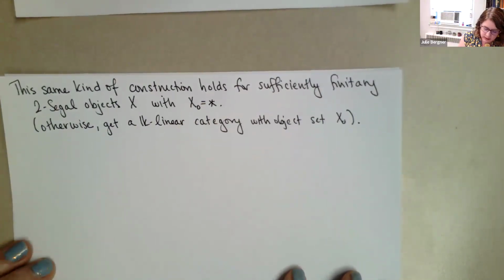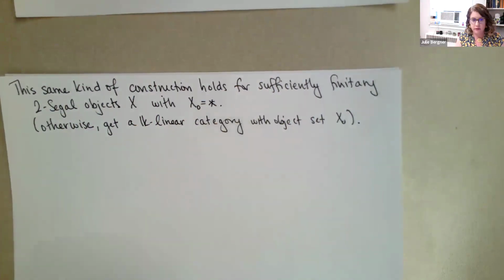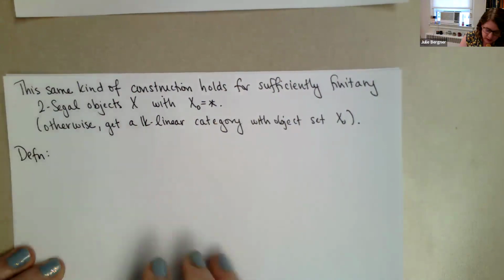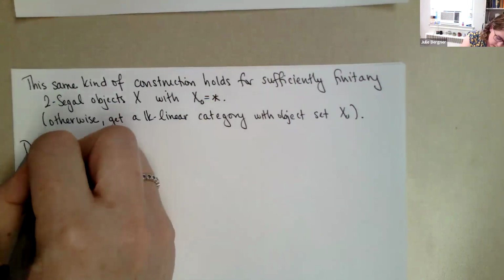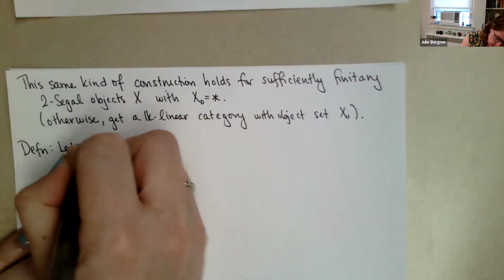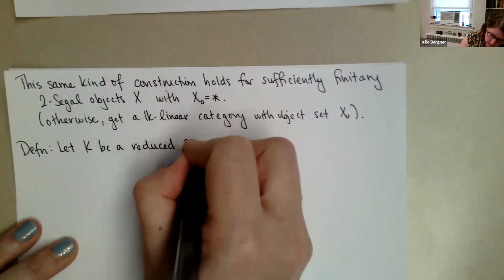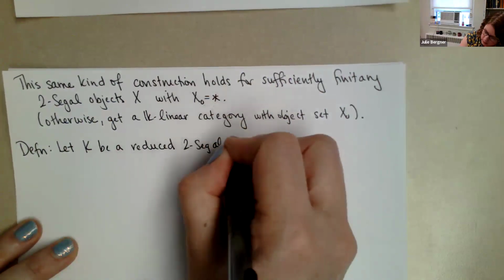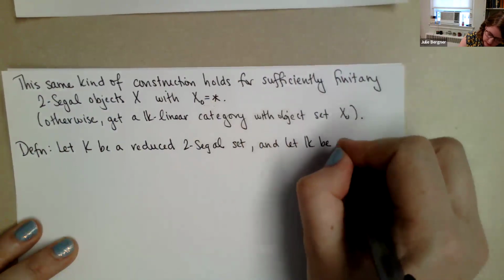All right, this is fairly general, so let me again take a step back to the discrete case, to 2-Segal sets, and tell you very explicitly, because this has a pretty short definition. Well, shorter than the process I just described, at least. So let K be a reduced 2-Segal set, so K_0 will be a point. And let little k be a field.